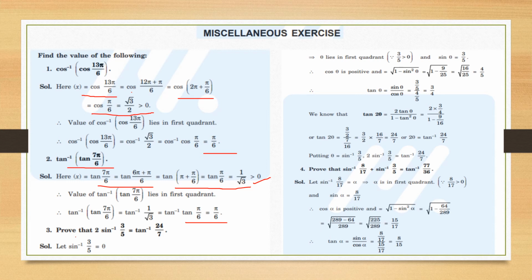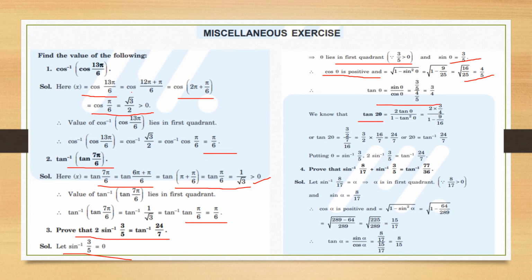Prove that 2 sin inverse 3 by 5 equal to tan inverse 24 by 7. So let sin inverse 3 by 5 equal to theta. As theta lies in first quadrant, as 3 by 5 is positive, so sin theta is 3 by 5. Now I'll calculate cos theta, as cos theta is positive, so I'll calculate it using root 1 minus sin square theta. I'll ignore the negative sign from here, as I'll take just root 1 minus sin square theta, which is my 4 by 5. So tan is sin upon cos, that is 3 by 4.